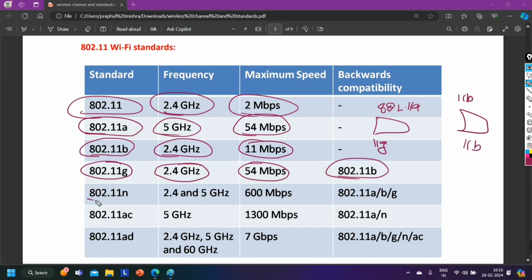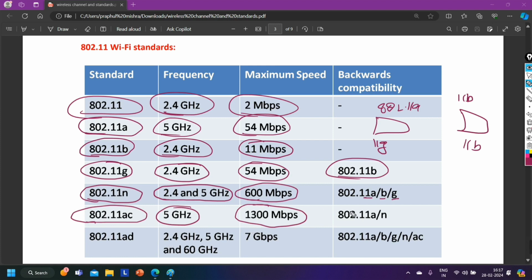Then guys, next standard is 802.11n, and this standard operates on both frequencies, 2.4 as well as 5 gigahertz, and this standard is going to provide you a speed up to 600 Mbps, and this standard is compatible with 11a, 11b as well as 11g. Fine. Then guys, next standard is 802.11ac, and this standard is going to operate with 5 gigahertz, and it is going to provide you a speed up to 1300 Mbps, and it is compatible with A and N.